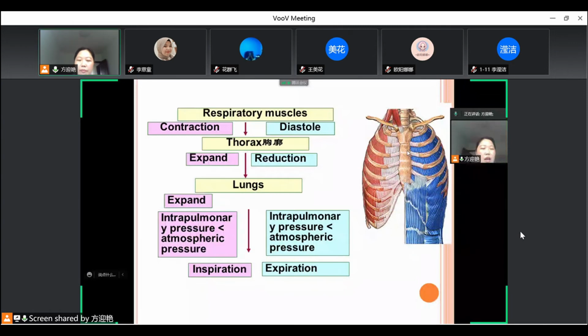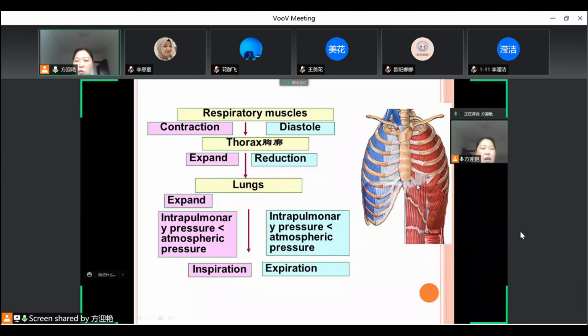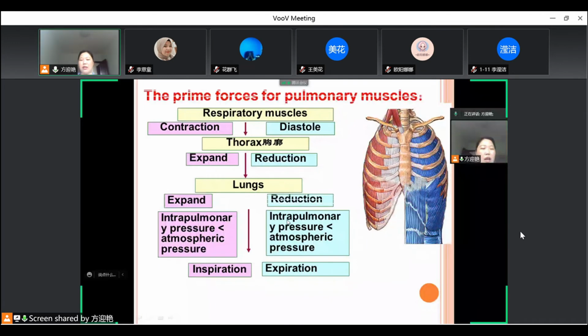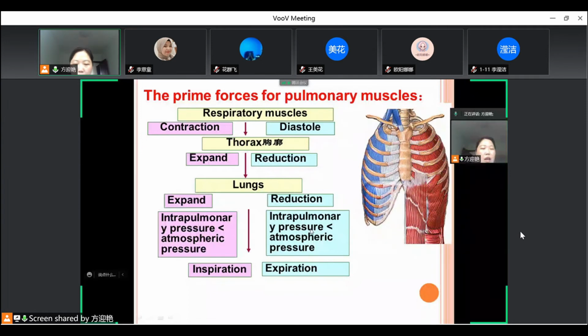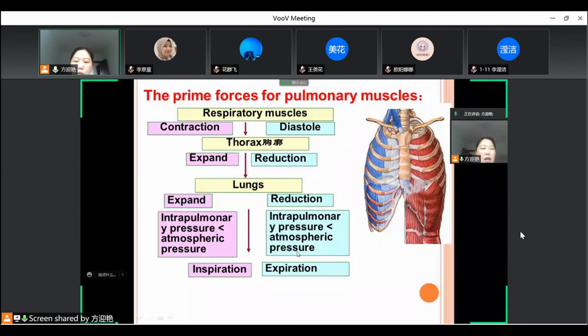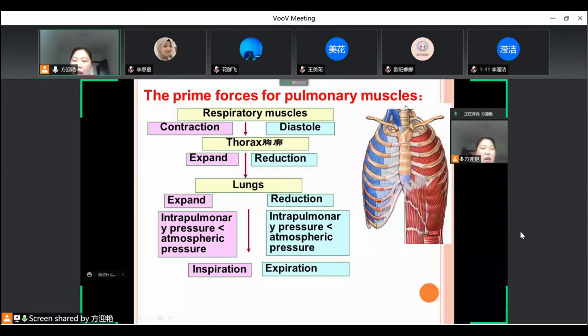At the same time, if the respiratory muscles relax, the thorax reduces and the lungs reduce, and the intrapulmonary pressure becomes higher than the atmospheric pressure, and the gas goes out of the body. So that is expiration.